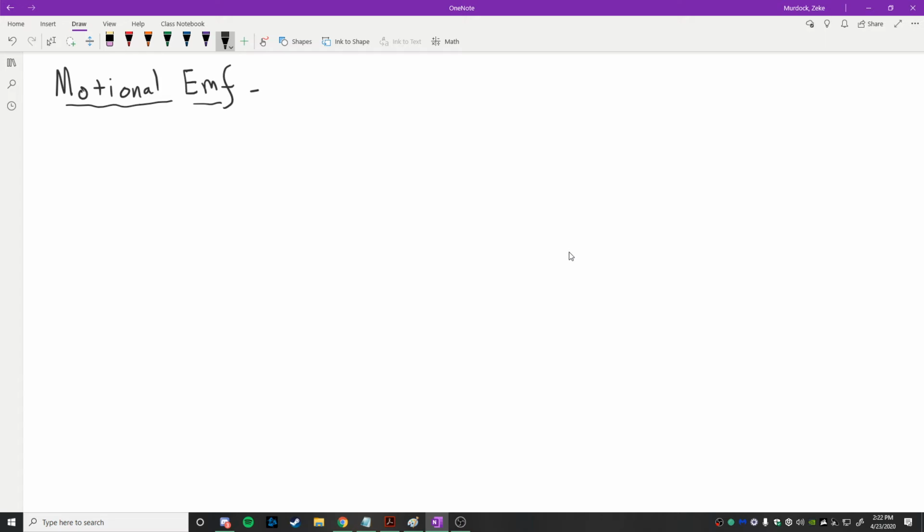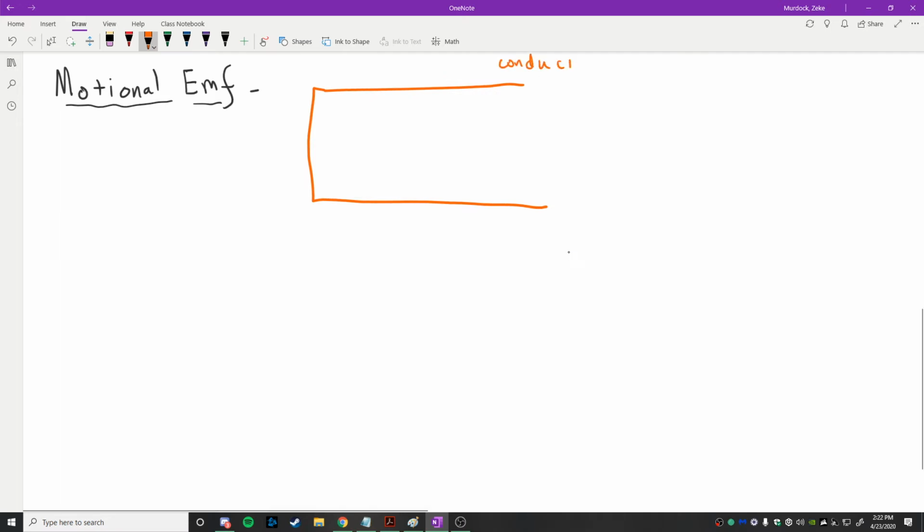Okay, motional EMF. So here's what we're going to do. We're going to take a setup. We actually have looked at something like this in the past, but now it's going to be a little bit different than before. So I start off with some rails, okay? These are going to be some kind of conducting rail. And along this rail, we're going to take a piece of metal, and that metal is going to make contacts at both ends. So it'll form a closed loop.